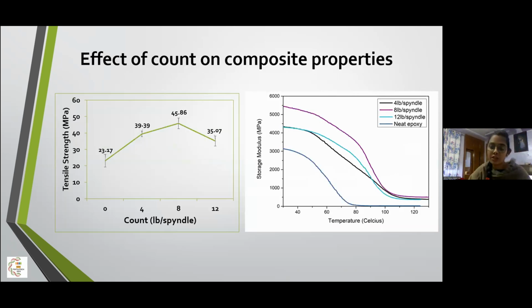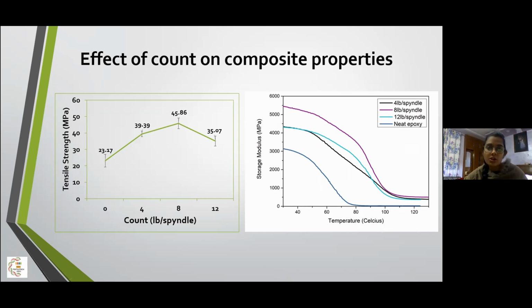So, the effect of count on the composite material: tensile strength and storage modulus. The tensile strength as well as the storage modulus of the composite basically depend upon the type of reinforcement used, mechanical properties of the reinforcement, mass and volume fraction of the reinforcement, and the interface between the resin and the reinforcement material. It is observed that with the incorporation of the jute yarn, the tensile strength as well as the storage modulus of the composite enhanced.